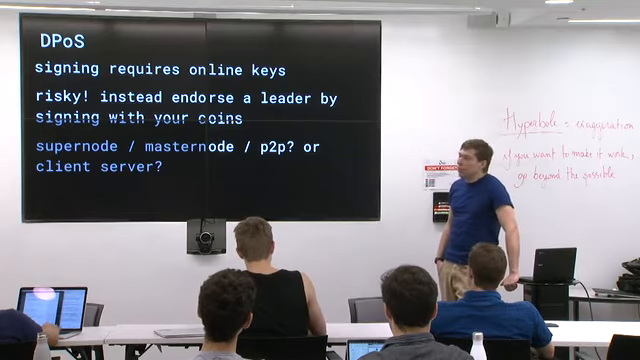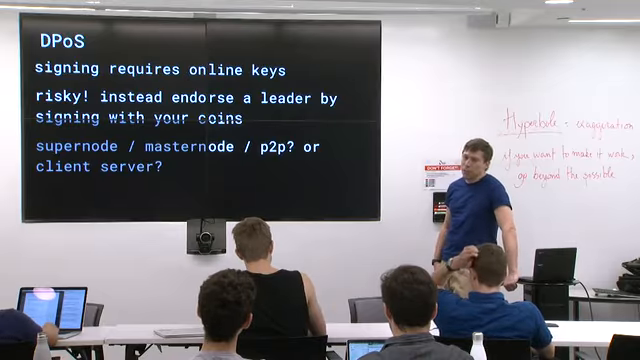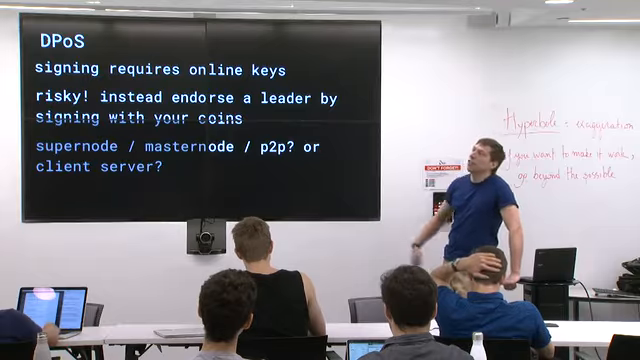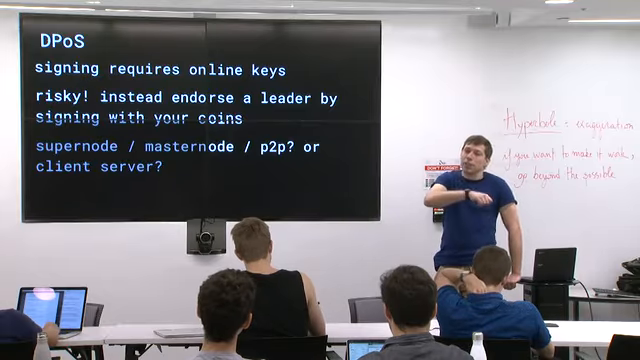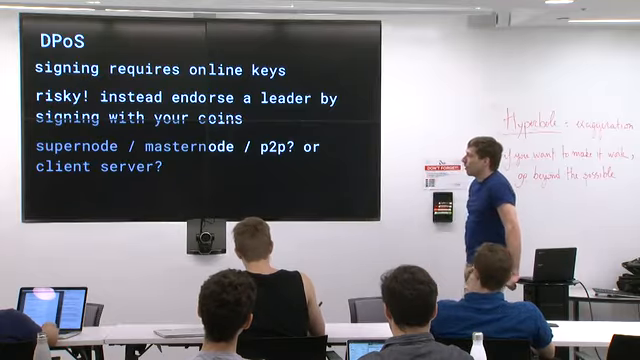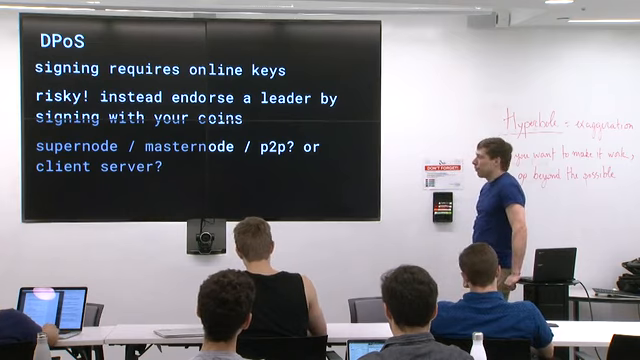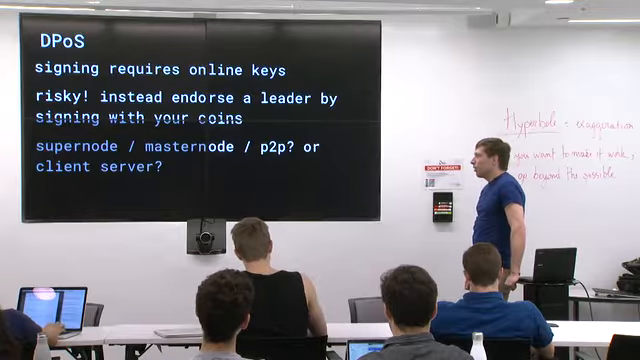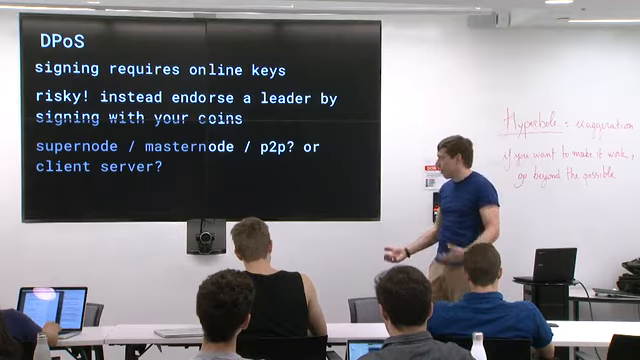So instead, you can endorse a leader by signing with your coins and saying, hey, I'm not going to actually sign off on blocks, but I'll sign off on a different key who now can sign on my behalf. This can be called super nodes or master nodes, and then the question is whether it becomes peer-to-peer or client-server.